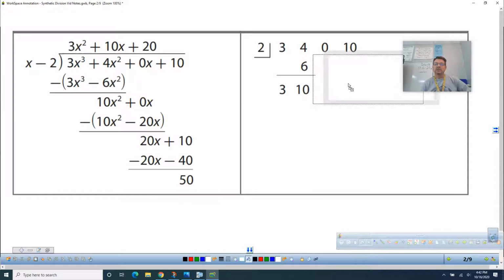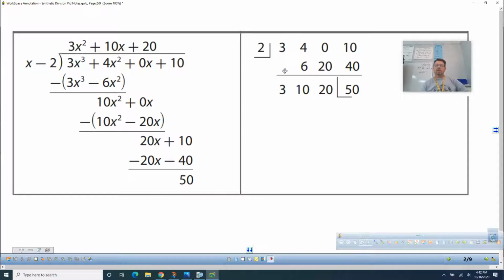So 10 times 2, 20. 0 plus 20 is 20. Now we're going to multiply times 2 again, and the 40 will go there. 40, and then we add 10 plus 40 is 50. So we brought the 3 down, multiply, add, multiply, add, multiply, add. 50 is called the remainder.